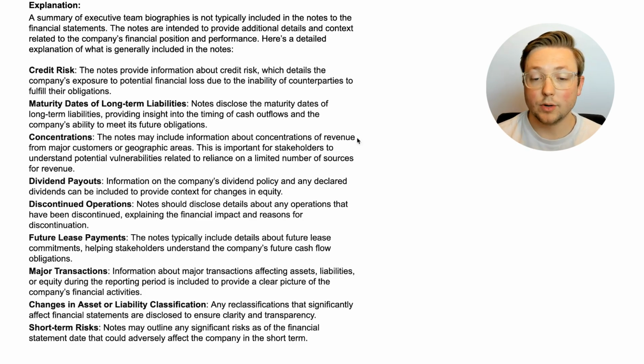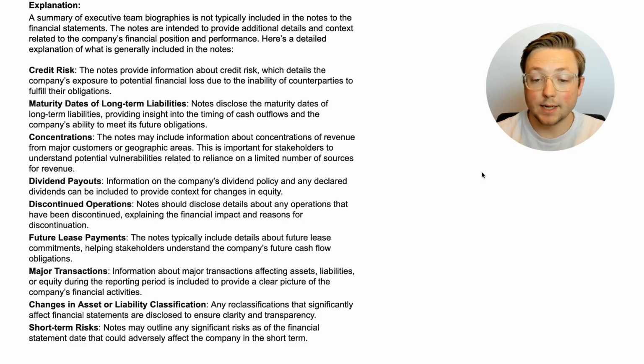Concentrations. The notes may include information about concentrations of revenue from major customers or geographic areas. This is important for stakeholders to understand potential vulnerabilities related to reliance on a limited number of sources for revenue. Basically, if something is just all focused in one small area or one customer, that could be a risk, because if something bad happens, then almost everything that the company has is focused on that thing potentially. And then dividend payouts. Information on the company's dividend policy and any declared dividends can be included to provide context for changes in equity.